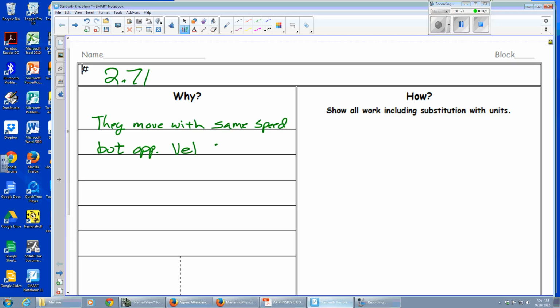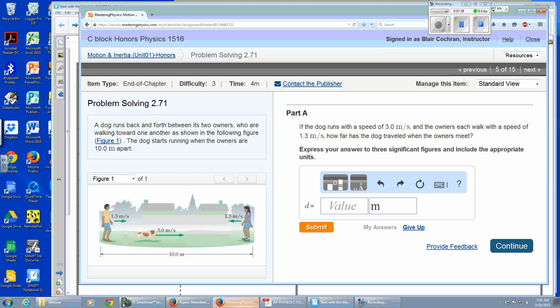And I'm thinking that leads, because they move at the same speed, therefore they meet in the middle. They meet in the middle. That's kind of unique to this problem, right? Because if they weren't moving with the exact same speed, and they weren't moving towards each other with opposite velocities, they wouldn't meet in the middle. Yes?